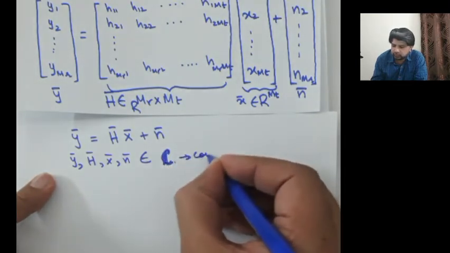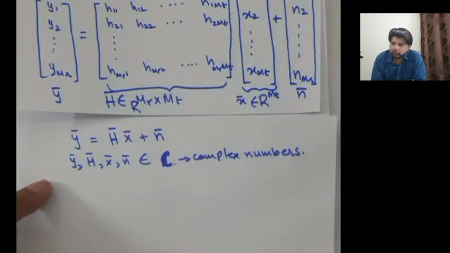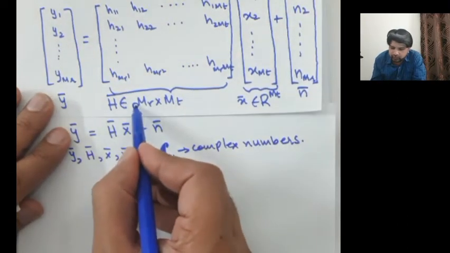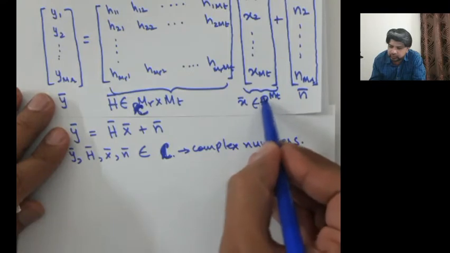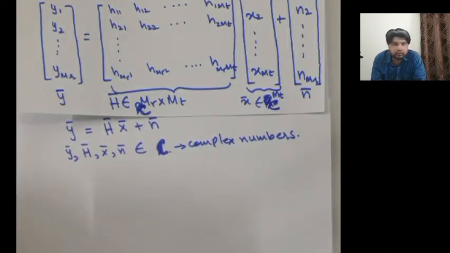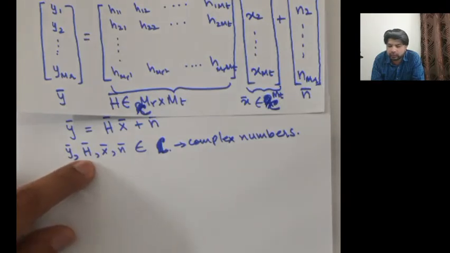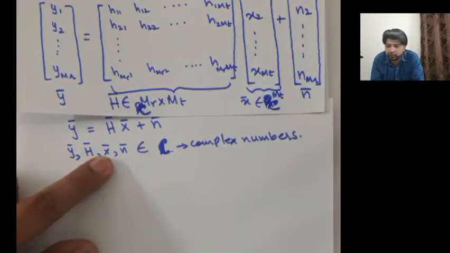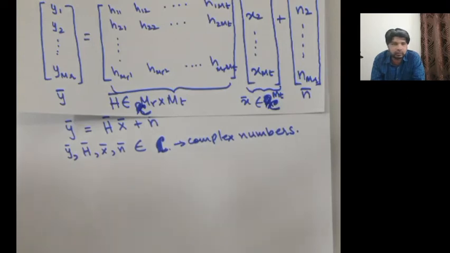Where this y, H, x, n are all complex numbers. So when I'm saying this R, this is not R, these are complex numbers, so these are C. And similarly, the dimensions are the same, but this is C. In general, we would take them to be complex numbers. So the dimension of Y would be mr cross 1, H is mr cross mt, X would be a column vector of dimension mt, and for noise you would have mr number of terms because you have the same number of noise terms as the output terms. So that is your system model.